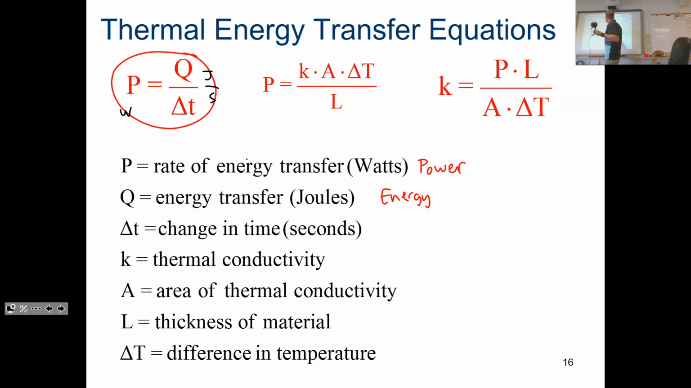And then this last equation right here, they're just rearranging. They're the exact same thing, just solving it for the letter K. So you multiply the L over, take the A over, take the delta T, and then you end up with this equation over here on the right. So let's do an example problem with this one.